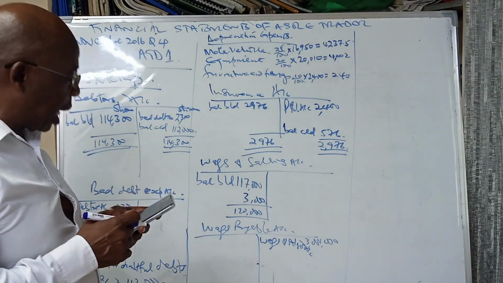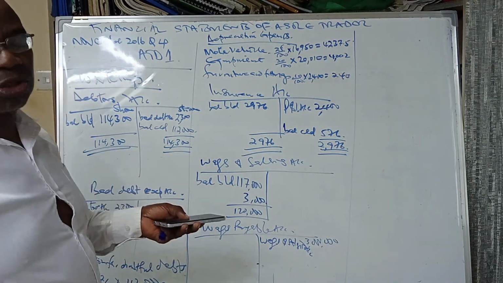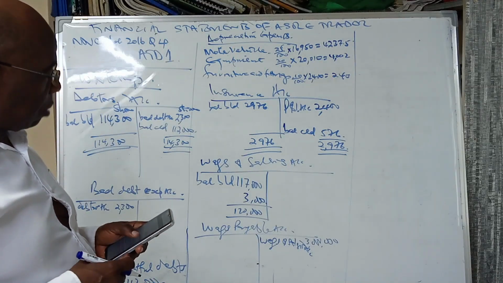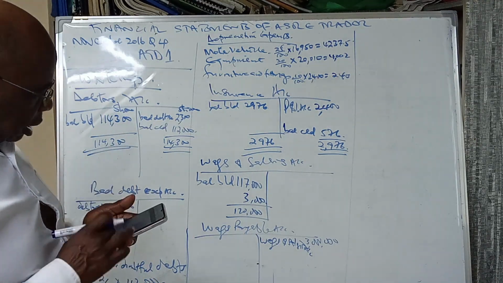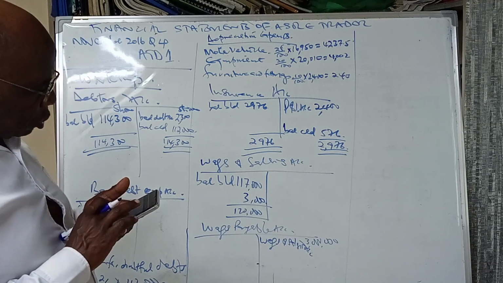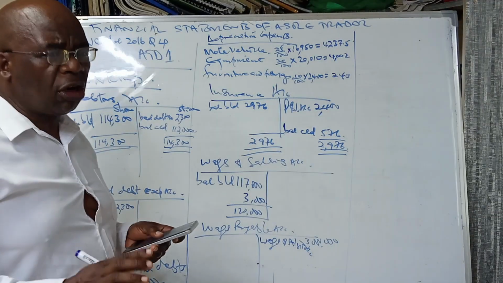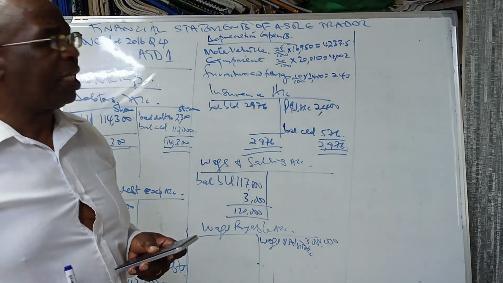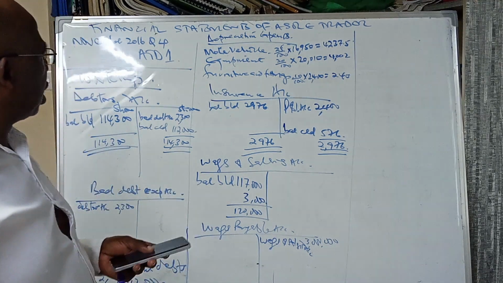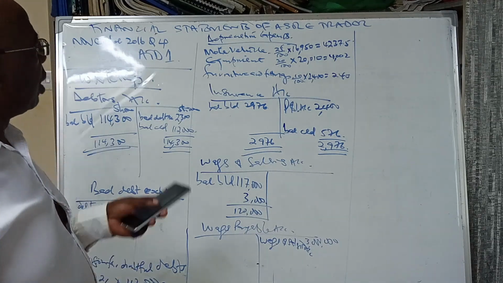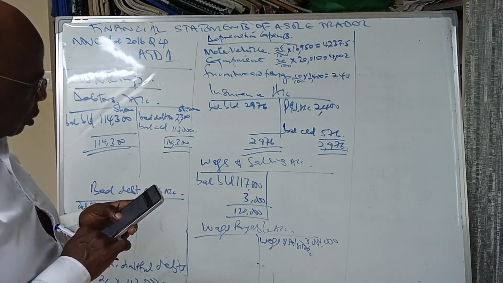Once you have done your adjustments, you just go and prepare the income statement and the balance sheet based on our format. Remember our format. You must always remember the format of the balance sheet and memorize it, so that when you are asked to prepare the balance sheet or income statement, it becomes very easy. So let's try to prepare the income statement.